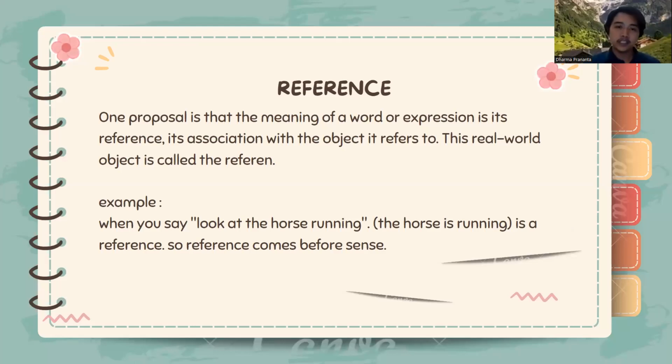Okay, the first is reference. One proposal is that the meaning of a word or expression is its reference, its association with the object it refers to. This real world object is called the referent. For example, when you say, look at the horse running, the horse running is a reference. So reference comes before the sense.